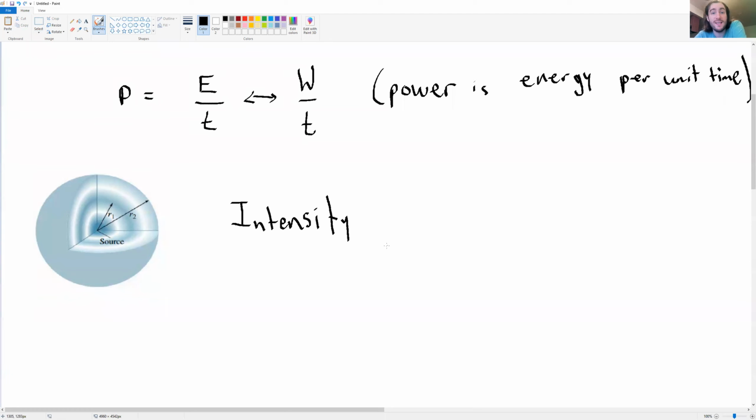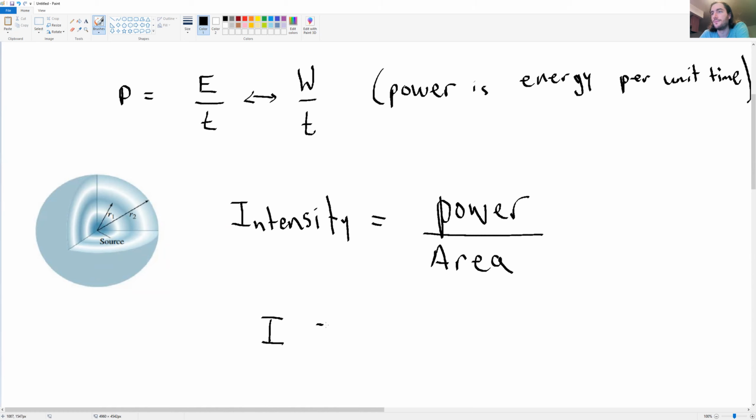And this concept of intensity allows us to understand why, when we get further away from a speaker, the sound appears at a lower volume to us. So it has to do with this idea of intensity. Intensity is power per unit area. And the area that we're talking about here is the area that this wave is distributed on.